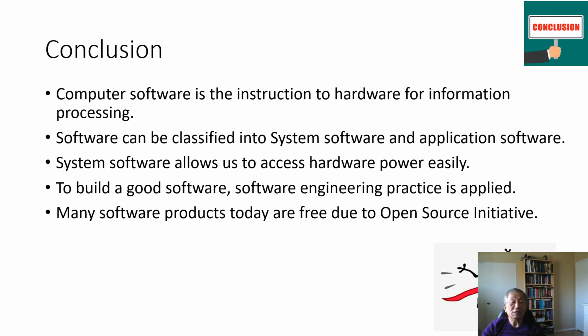In conclusion, computer software is instruction to hardware for information processing. Software can be system software, which makes access to the hardware power easy, and application software, which is the more productive unit that lets you use a computer system for your own purposes or benefit. To build good software, software engineering practice is applied, and today many programs are free because of open source initiatives.